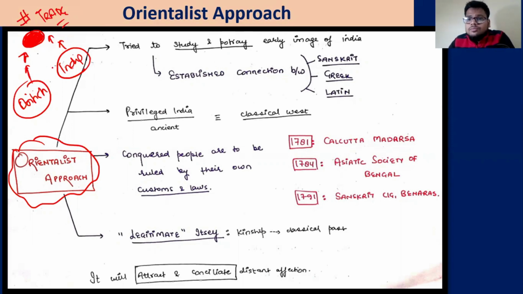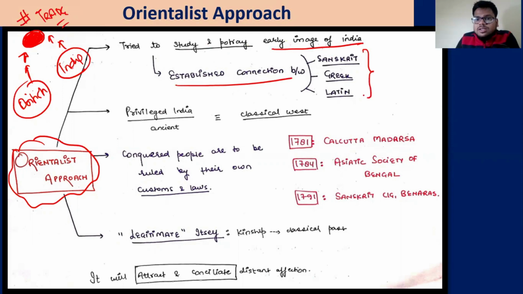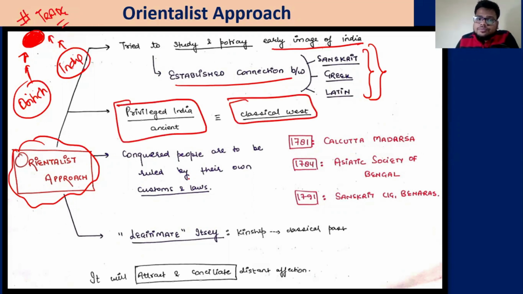ठीक? So they wanted to compare the previous image of India and the European history. So they tried and studied the early image of India, established the connection between Sanskrit, Greek, and Latin. So this was a deliberate effort, so that we can find common roots, and ultimately we can say, yes, we have progressed, you were not able to, but we belong, we are brothers, and I will help you to progress, that kind of a thing. So they wanted to compare the privileged Indian past with the classical Western past.